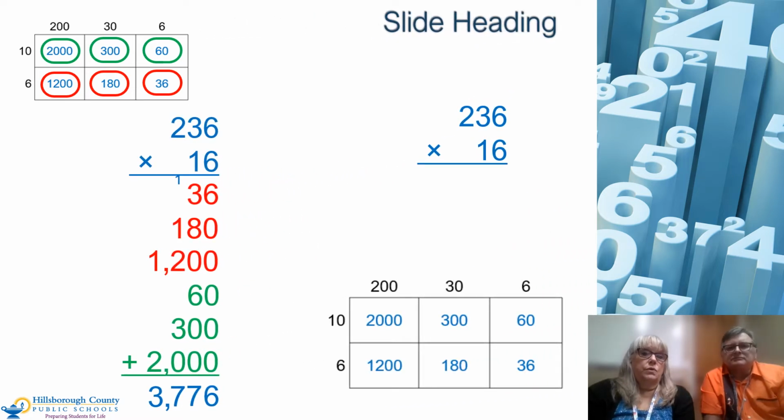Moving on to the more traditional algorithm, it becomes a little bit more abstract for students. They're learning procedures that are going to get them to a correct solution, but we want to make the connections back to that open area model and back to the partial products model so that they can see where the numbers are coming from as they're recording them in their traditional algorithm.